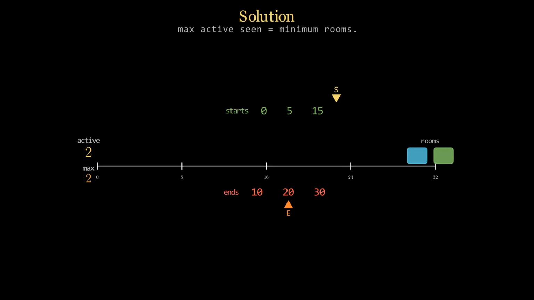Keep advancing pointers until every start is handled. The largest value active ever reached is the answer. Here the high water mark is 2. Besides storing the sorted arrays, you only keep two indices and a couple of counters.